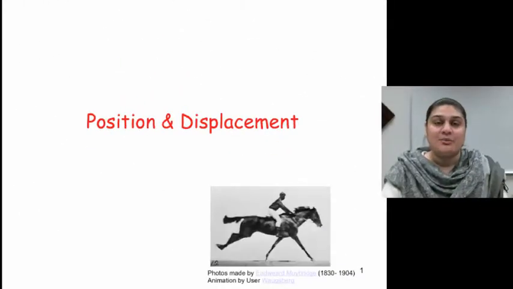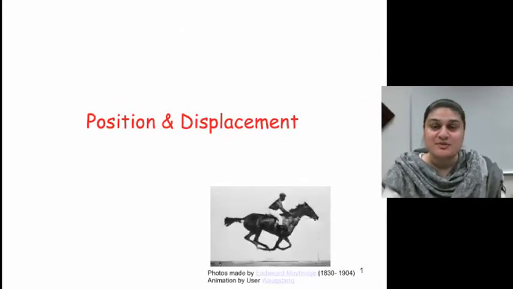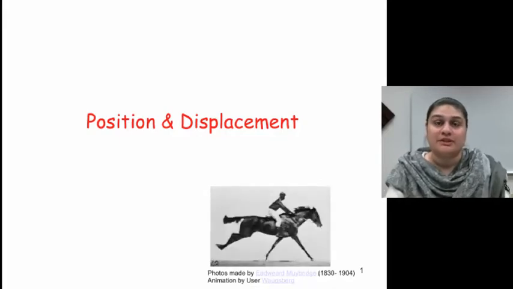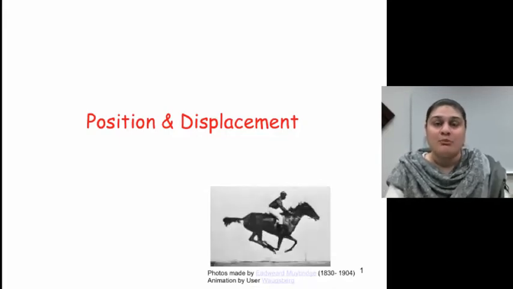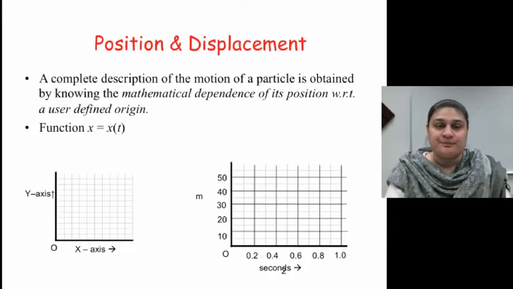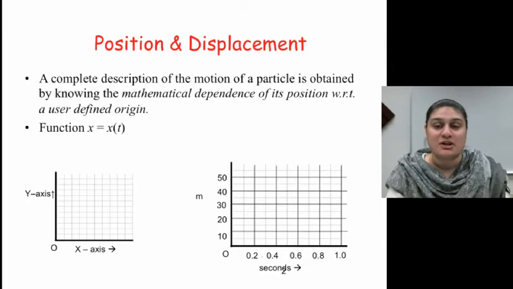So now let's talk about position and displacement. Position and displacement both play a very important role when it comes to talking about motion in physics. What is position? A complete mathematical description of a motion of a particle is obtained by knowing the mathematical dependence of its position with respect to a user-defined origin.